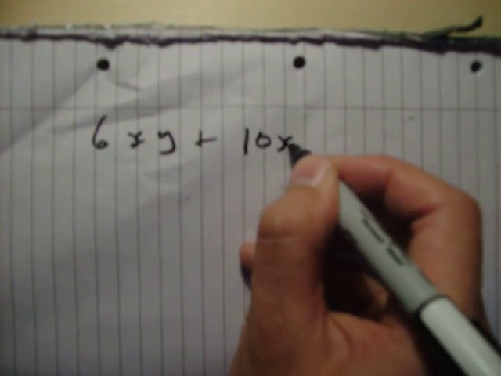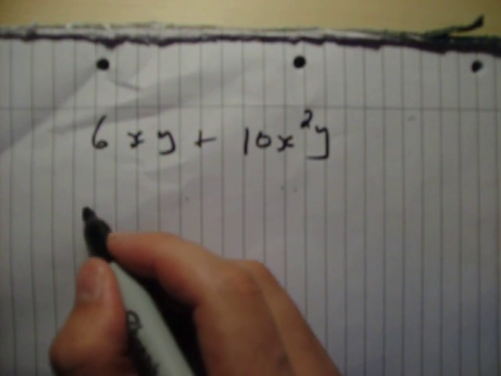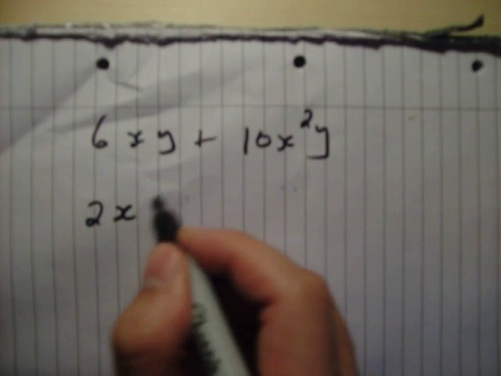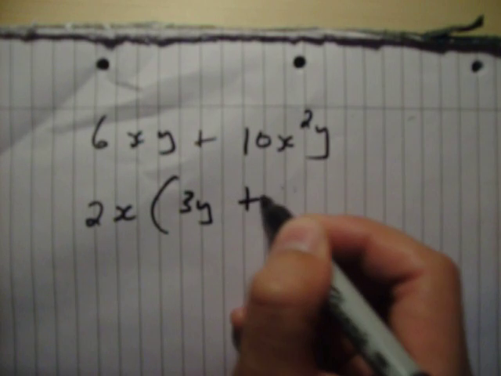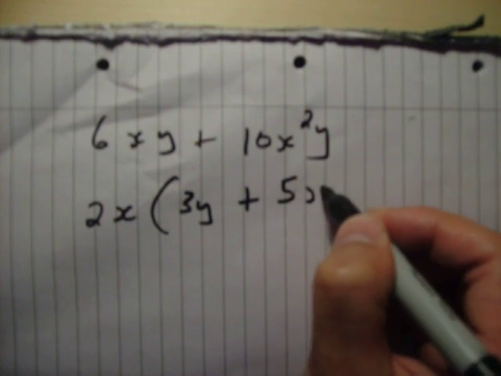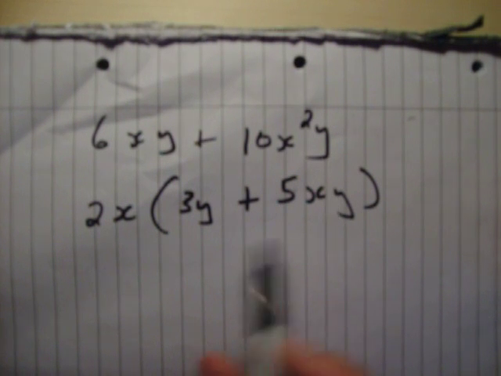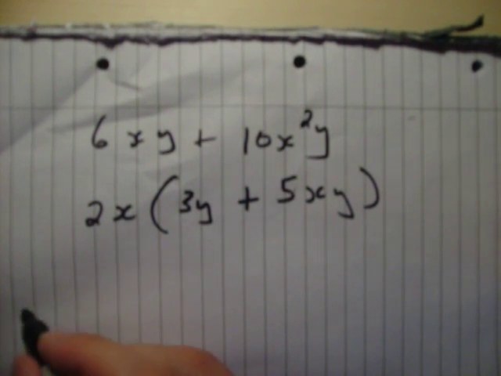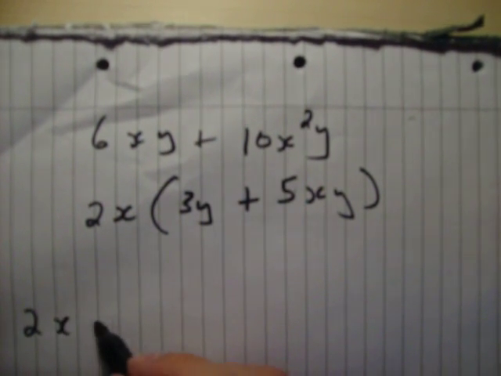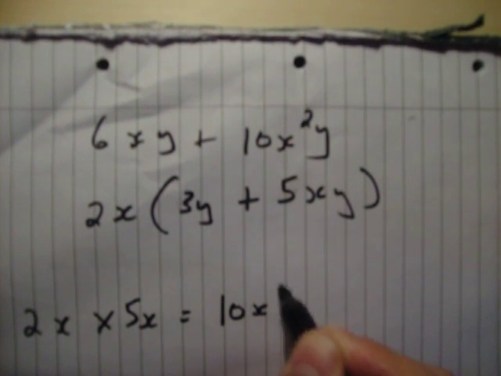plus 10x squared y. So 2x, 3y plus 5xy. So we're going to explain how the 2x goes into the x squared. 2x times 5x equals 10x squared.